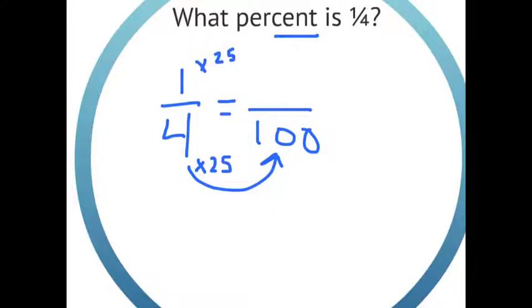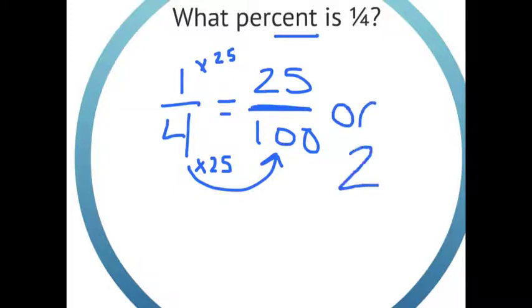So 1 times 25 tells us this missing number that goes right here in the numerator of 25. So 1 out of 4 is the same as 25 out of 100, or we could just write 25%.